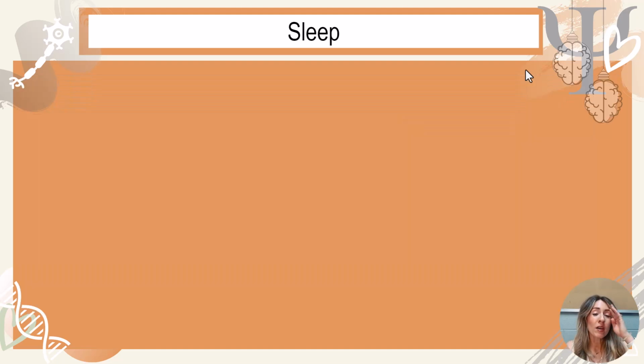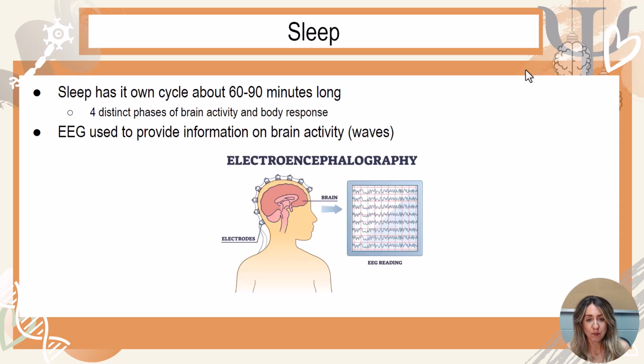Okay, so now talking specifically about sleep. What's interesting is that sleep also has its own cycle. So we have a circadian rhythm that's like sleep-wake cycles, but then sleep itself also has its own cycle. And this is about 60 to 90 minutes long, and it has 4 distinct phases, and you go through this cycle over and over again, about 5 to 7 times throughout your night, right? And the way that we know what stage of the cycle you're in is by using an EEG, right? And that EEG provides information about the brain waves, and those brain waves tell us about the stage of sleep you're in.